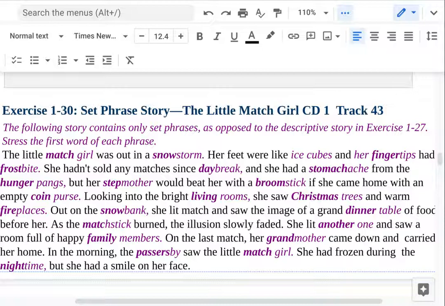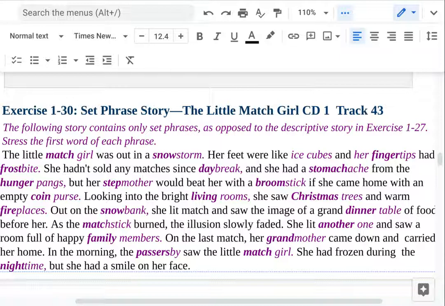and she had a stomach ache from the hunger pangs, but her stepmother would beat her with a broomstick if she came home with an empty coin purse. Looking into the bright living rooms, she saw Christmas trees and warm fireplaces. Out on the snowbank, she lit a match and saw the image of a grand dinner table of food before her. As the matchstick burned, the illusion slowly faded.